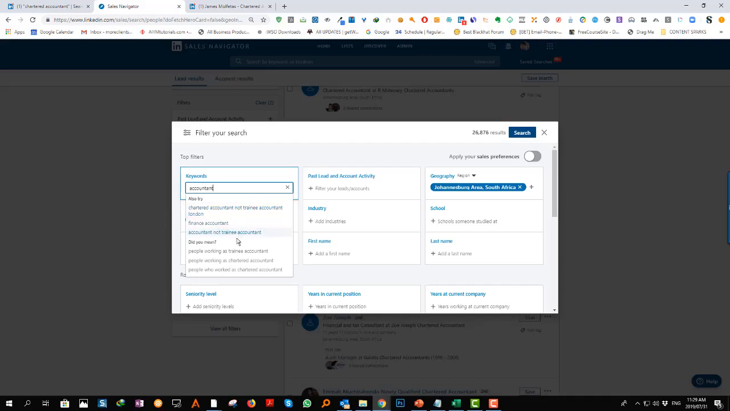Finance accountant, accountant, not training accountant. Did you mean people working as a trainee accountant, people working as a chartered accountant, or people who worked as a chartered accountant? So this is really cool. Okay, I like this a lot. So instead of having accountant, I might rather click people working as a chartered accountant. So the difference here, obviously, between this and that is that these are people who might have been working as a chartered accountant before.